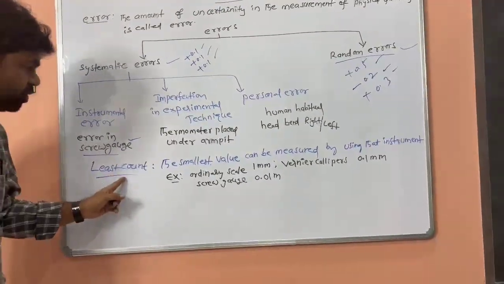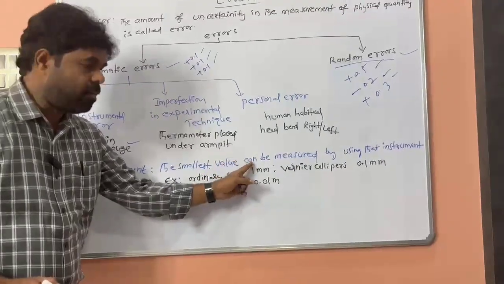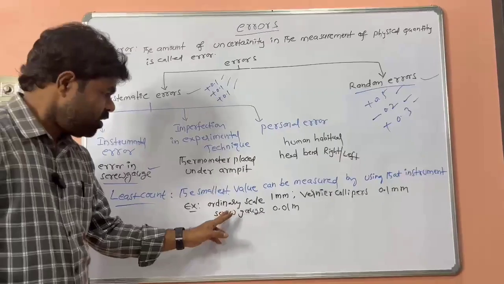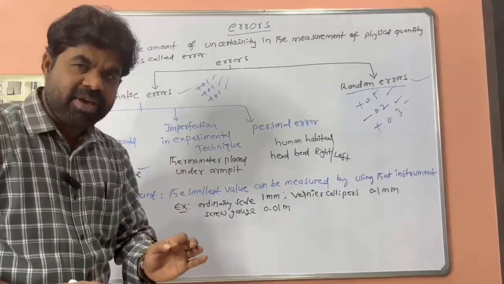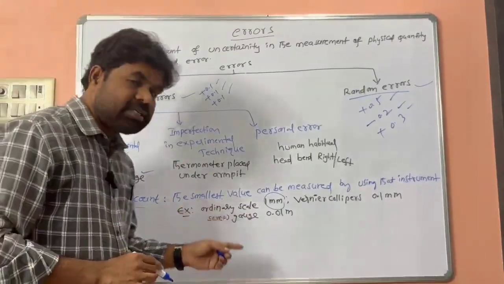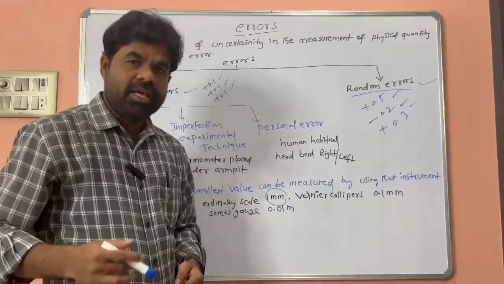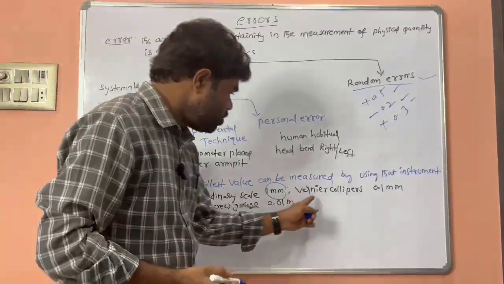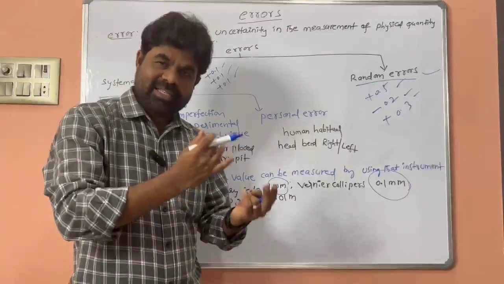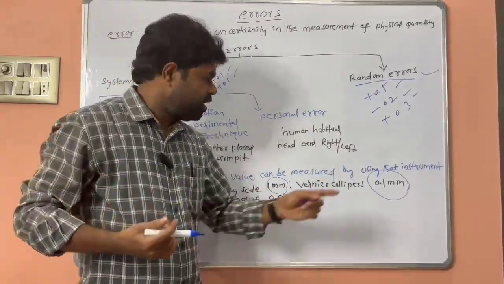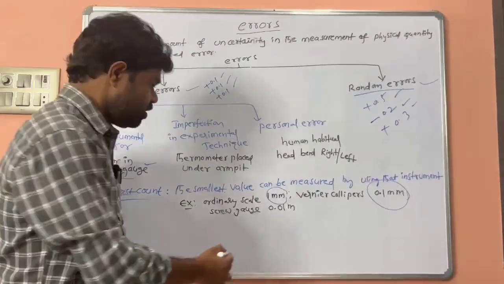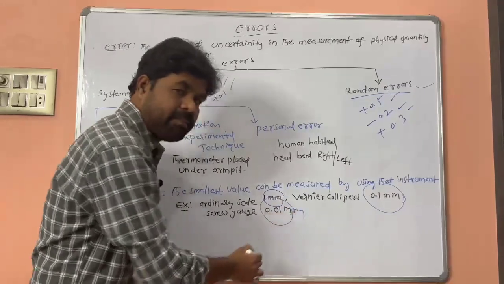Now, the least count. The smallest value that can be measured by using that instrument is called least count. For example, ordinary scale. So by using ordinary scale, what is the minimum value can be measured? That means 1 mm. So less than 1 mm, the ordinary scale is not sufficient. So we can take another scale that is called Vernier calipers. By using Vernier calipers, the least count is 0.1 mm. Suppose less than 0.1 mm value required, it is also not sufficient. So we can take another instrument that is called screw gauge. By using screw gauge, the least value is 0.01 mm.